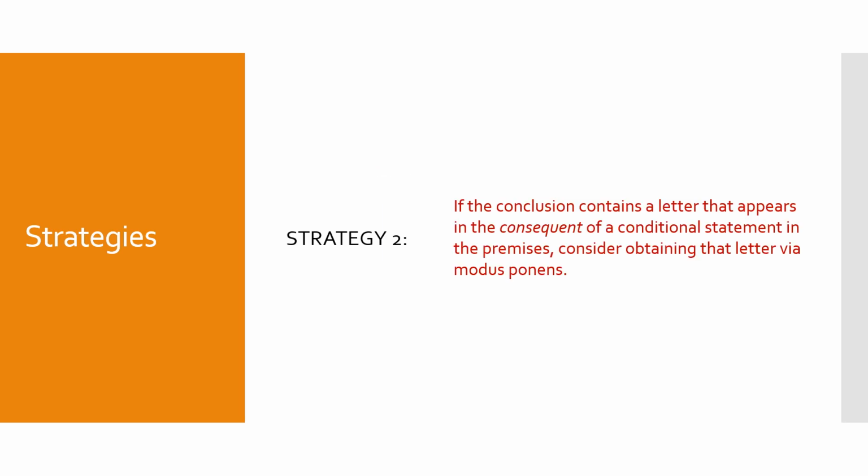Now the remaining strategies are going to focus their attention on each of our four different rules of inference that we've seen so far. So our modus ponens, modus tollens, disjunctive syllogisms, and hypothetical syllogisms. And what they'll do basically is just point out obvious features of these different types of syllogisms in terms of how you should consider using them while you're reverse engineering a proof from the basic conclusion you draw. Now the second strategy here then deals with the modus ponens, and it says, if the conclusion contains a letter that appears in the consequent of a conditional statement in the premise, consider obtaining that letter via modus ponens.